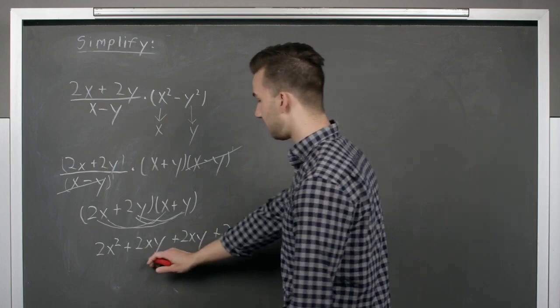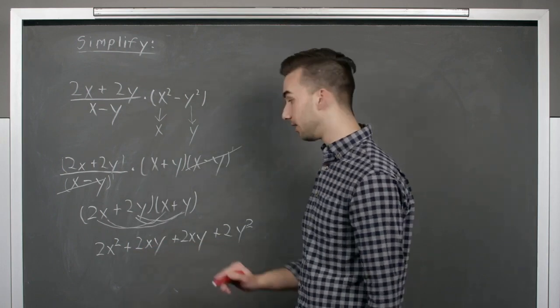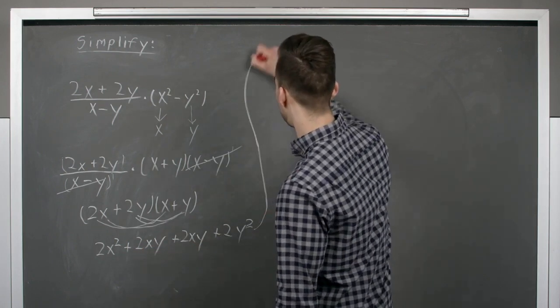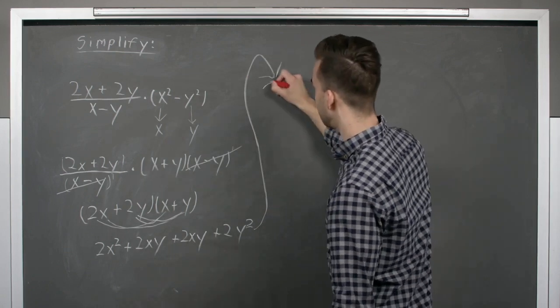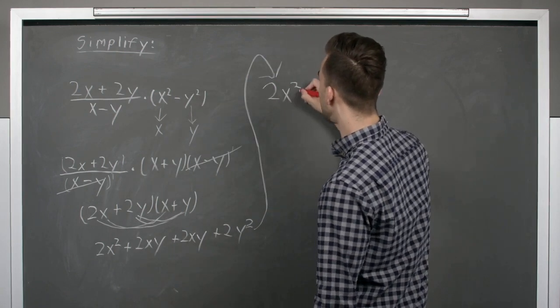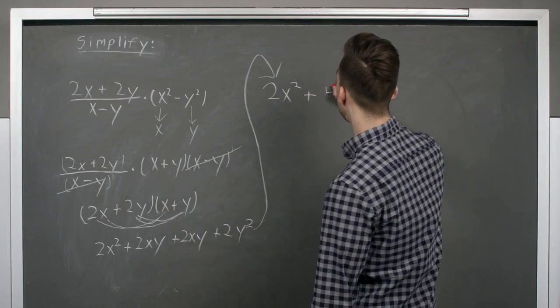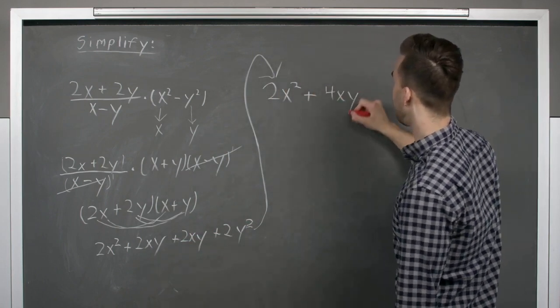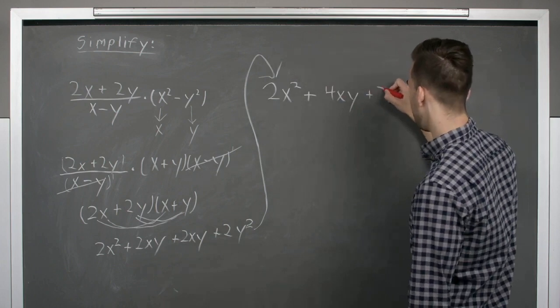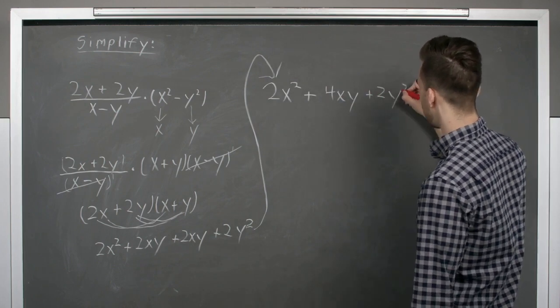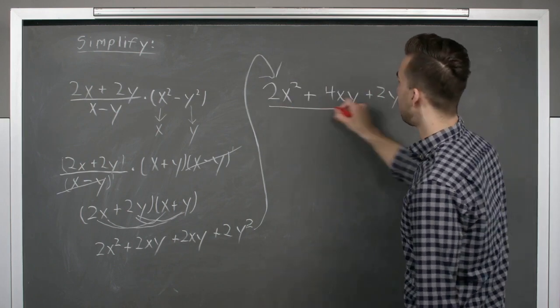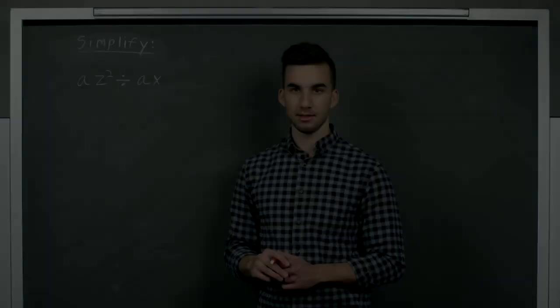And what do we have? We have another like term. Let's go ahead and combine those. So it gives us 2x squared plus 2 is 4xy plus 2y squared. And that is our solution.